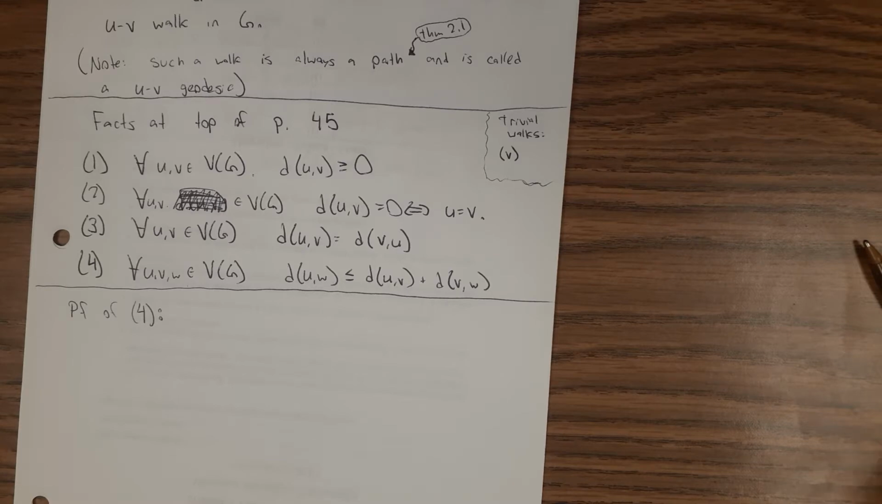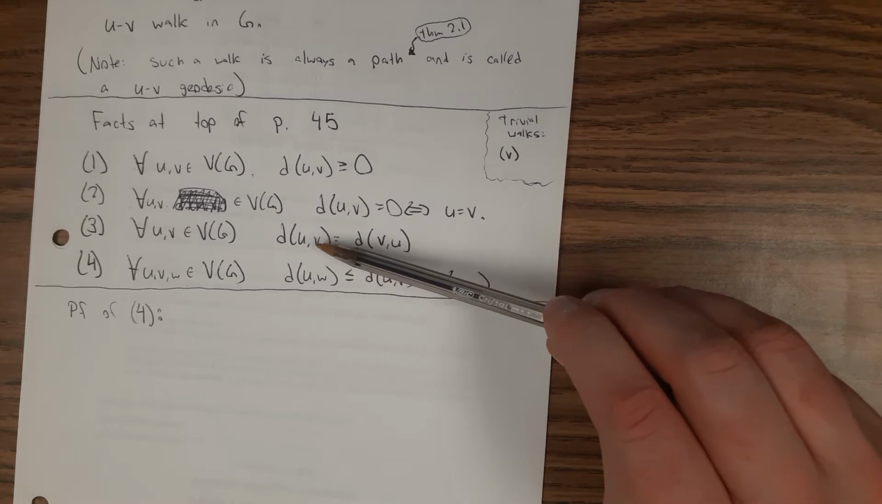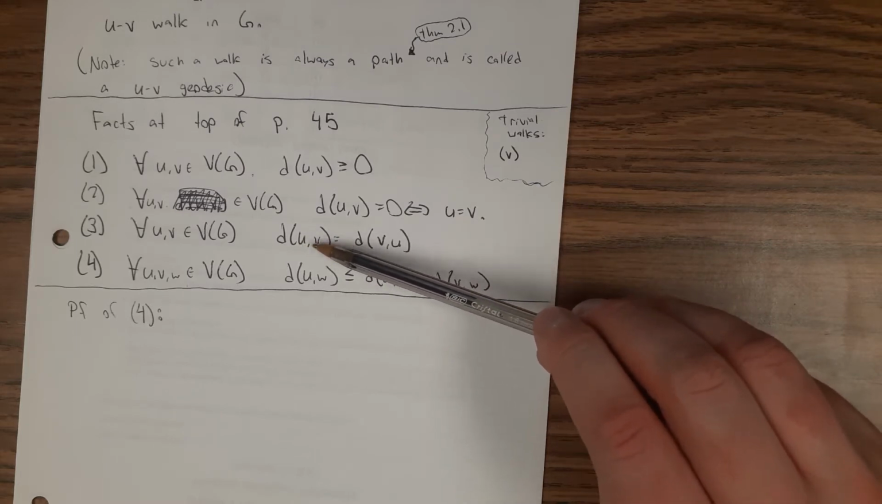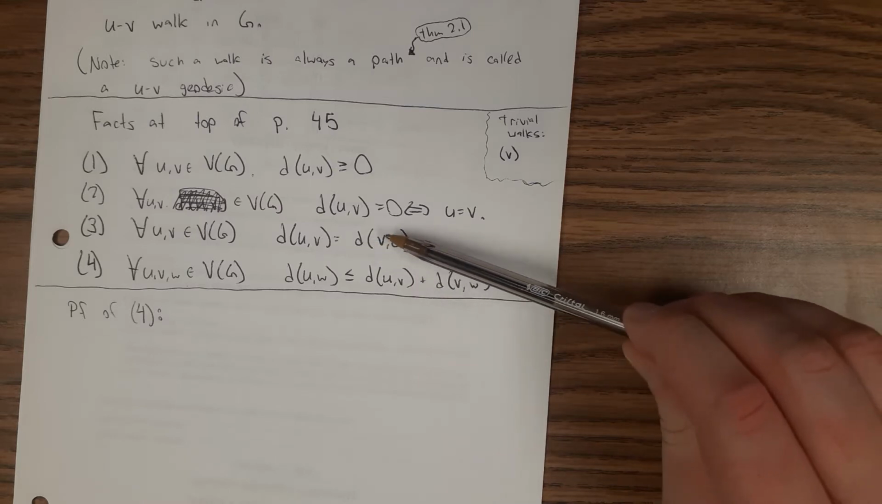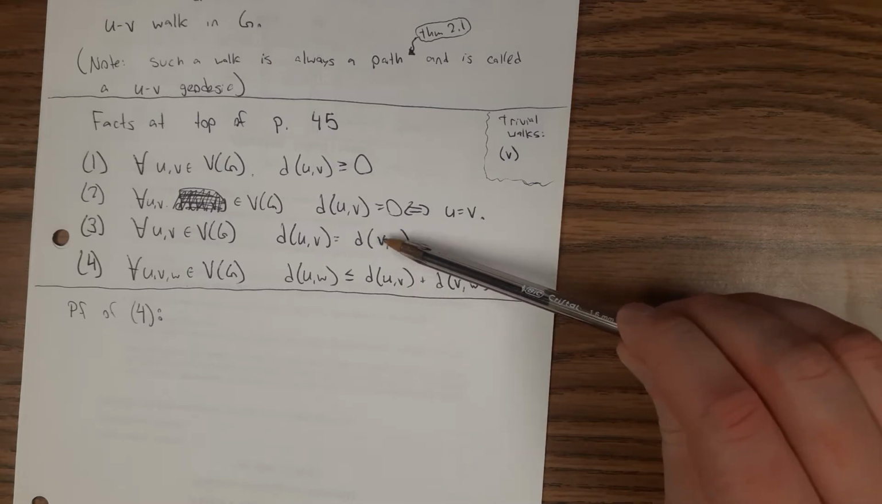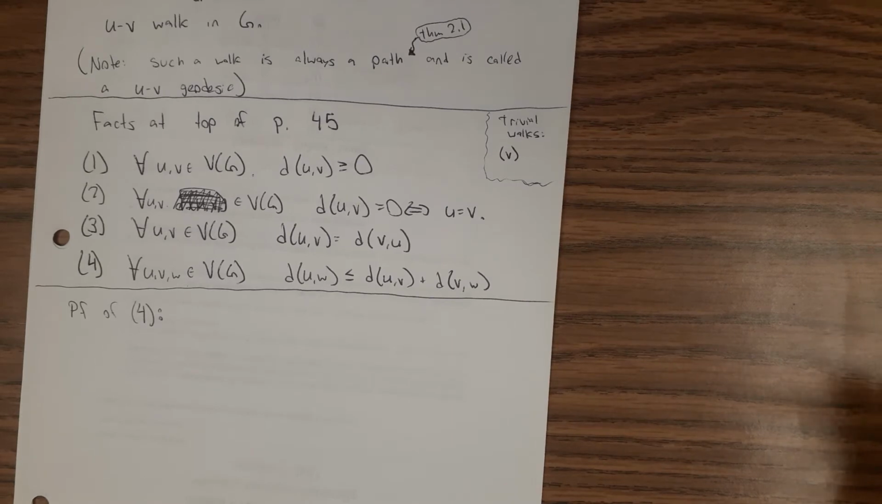So let's think about what this actually means. This means the shortest walk that starts at u and ends at v, and this means the shortest walk that starts at v and ends at u. And why would those be the same thing?